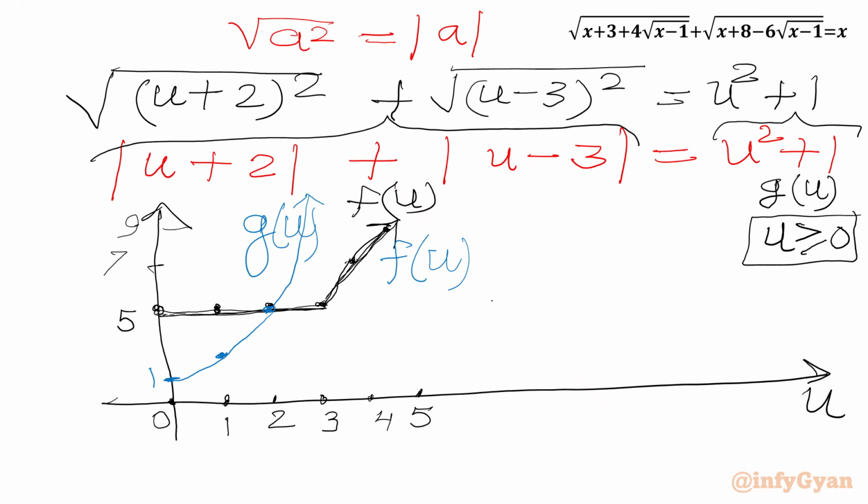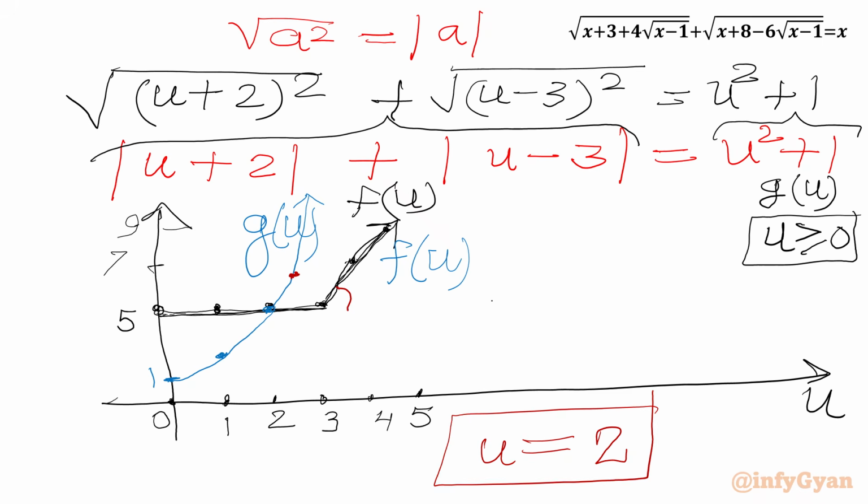This is the curve of f of u, and here we have the curve of g of u. After intersection, there won't be any intersection points further, because the slope of the tangent at any point on this parabola would be greater than the slope of the line, which is y equal to mx line. So we can conclude from here u must be equal to 2. This is the only real solution for our equation.